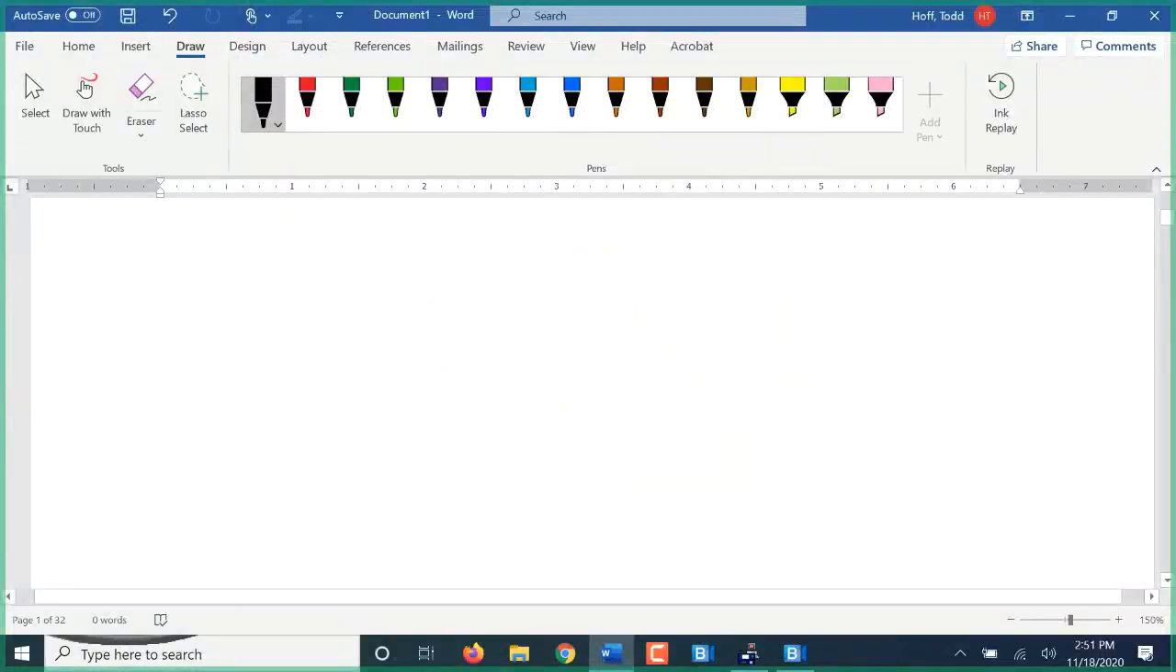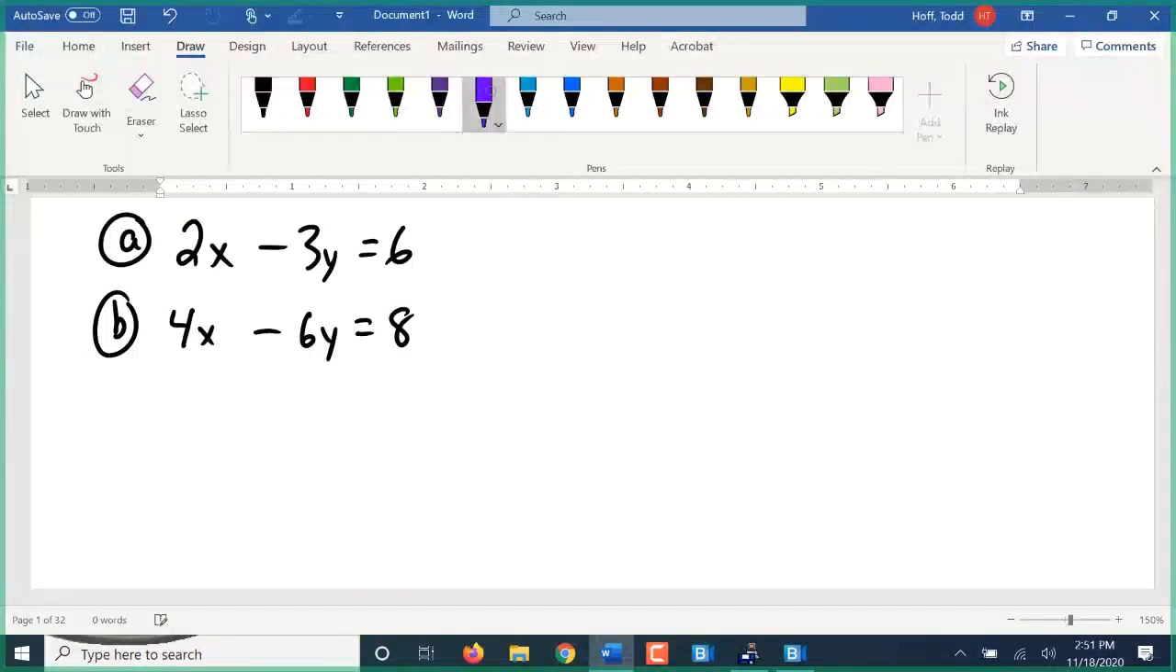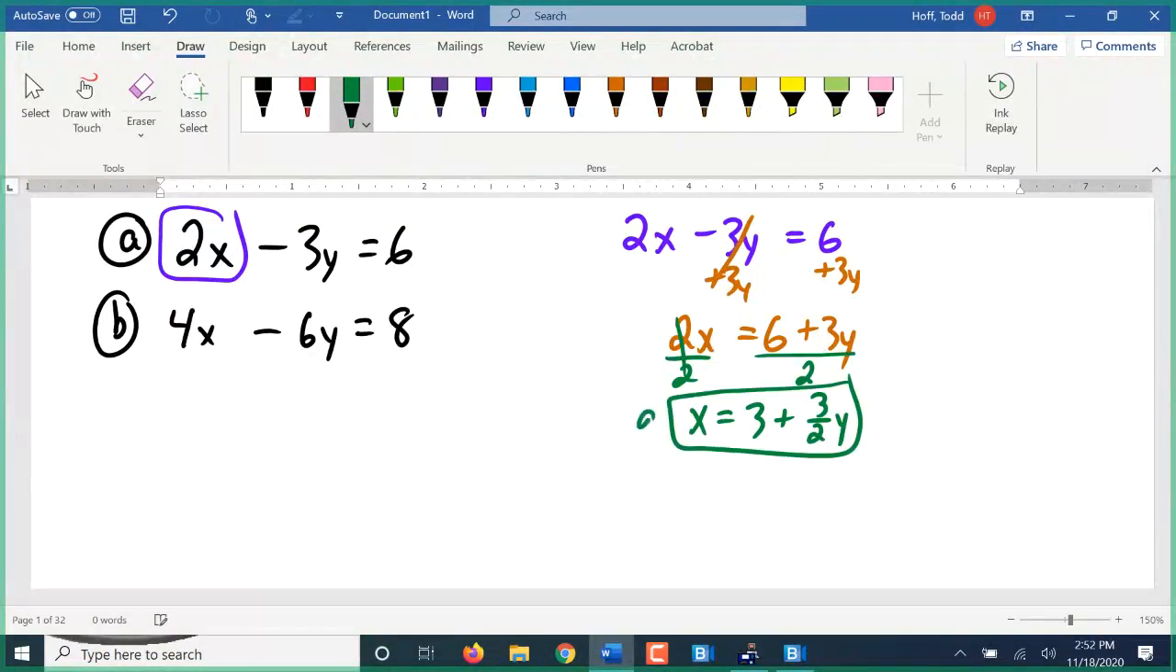Now, a similar thing that we can run into would look like this. We have 2x minus 3y equals 6, and 4x minus 6y equals 8. Well, we could solve for x in either equation. Dividing by 4 isn't bad either, but we're going to solve this top equation for x. So 2x minus 3y equals 6. We're going to add 3y to both sides. 2x equals 6 plus 3y. Then we'll divide by 2. x equals 3 plus 3 halves y. So we have solved equation A for x.